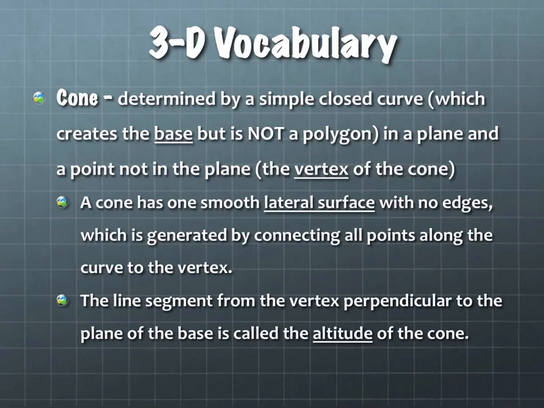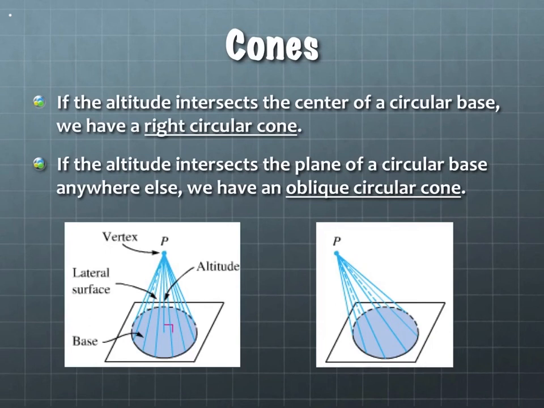A cone has one smooth lateral surface with no edges. It's generated by connecting all the points along the curve to the vertex. A line segment from the vertex perpendicular to the plane of the base is called the altitude. Altitude means height. It's a three-dimensional height word, okay? Altitude of the cone. You can see that the first picture here, your top picture on your page, would be a right cone. The second picture would be an oblique cone.